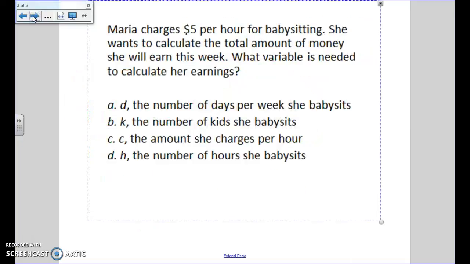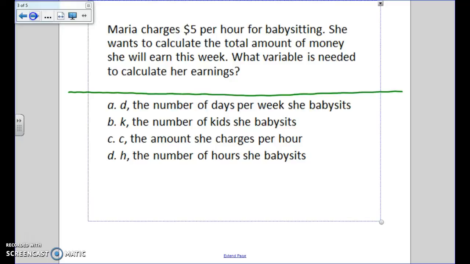This question says that Maria charges $5 per hour for babysitting. She wants to calculate the total amount of money she will earn this week. What variable is needed to calculate her earnings? Okay, so before we look at the multiple choices here, I just want to analyze the question a little bit.